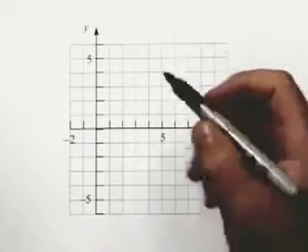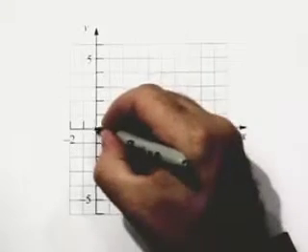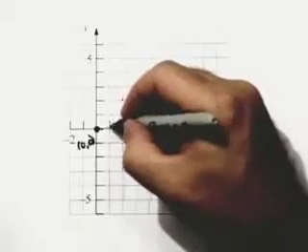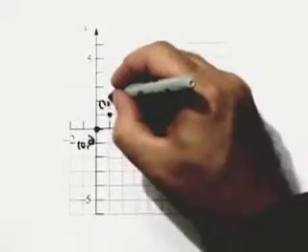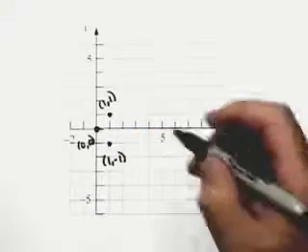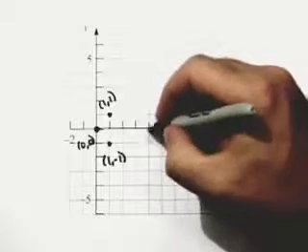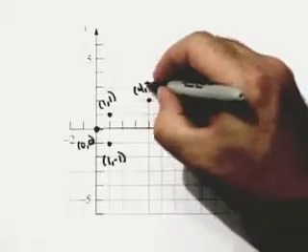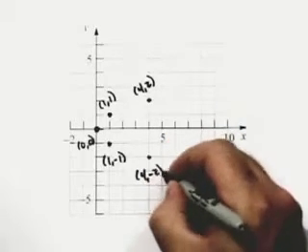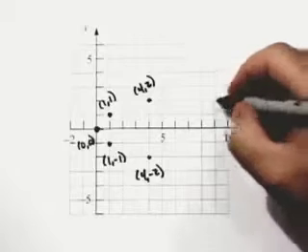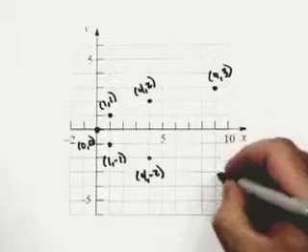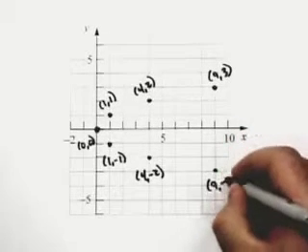We'll go to our grid. We're going to plot the intercept at 0, 0. We found the point 1, 1. And from symmetry, we found the point 1, negative 1. We also found the point 4, 2. And from symmetry, the point 4, negative 2. And lastly, we found the point 9, 3. And from symmetry, the point 9, negative 3.